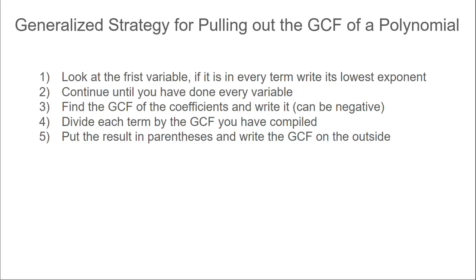A generalized version of the procedure to reduce polynomials to factored form goes as follows. 1. If the first variable is in every term, add its lowest exponent version to the GCF. 2. Repeat until you have done every variable. 3. Add the GCF of the coefficients to the main GCF. Note it will sometimes be negative. 4. Divide each term of the polynomial by the GCF you made. 5. Write the results in parentheses and leave the GCF on the outside.